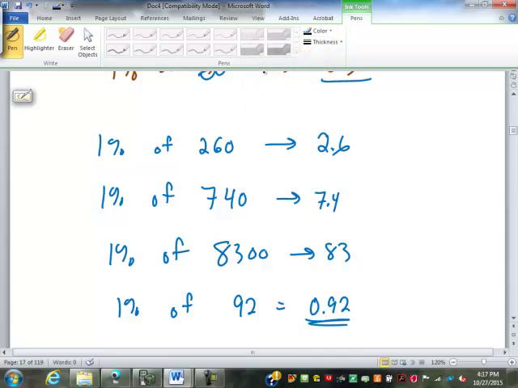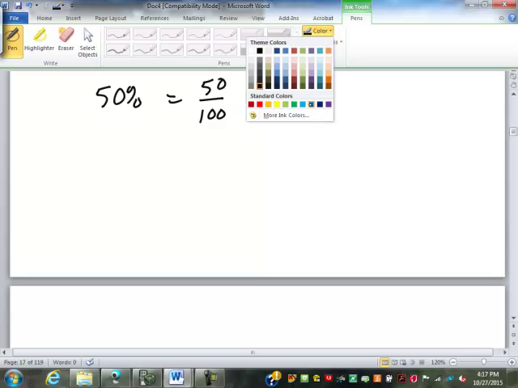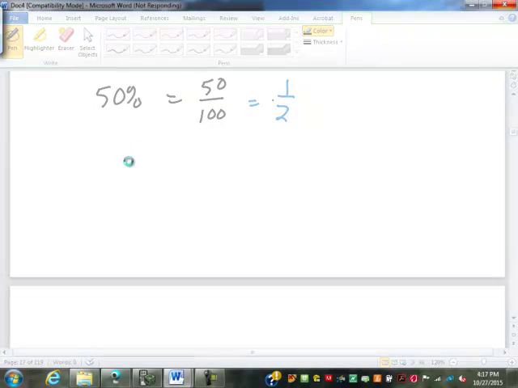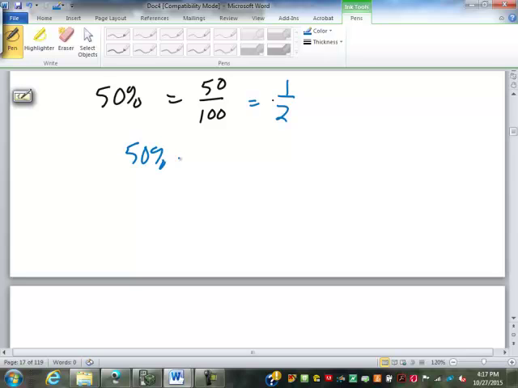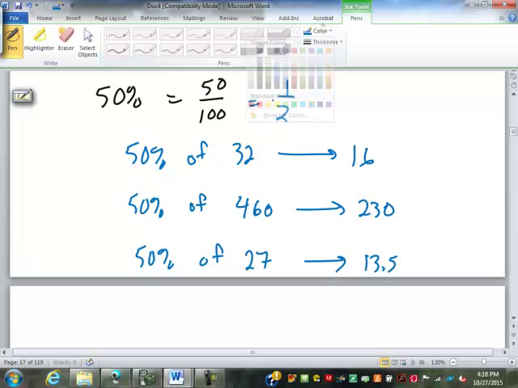Ones that are not quite as simple. 50%. 50%, of course, is 50 out of 100. What fraction does that reduce to? 1/2. So if I'm asked to find 50% of something, I'm asking you to find half. So what is 50% of 32? 16. 50% of 460. 230. Good. 50% of 27. A little bit trickier, isn't it? 13.5. Very good. So 50% is just half.